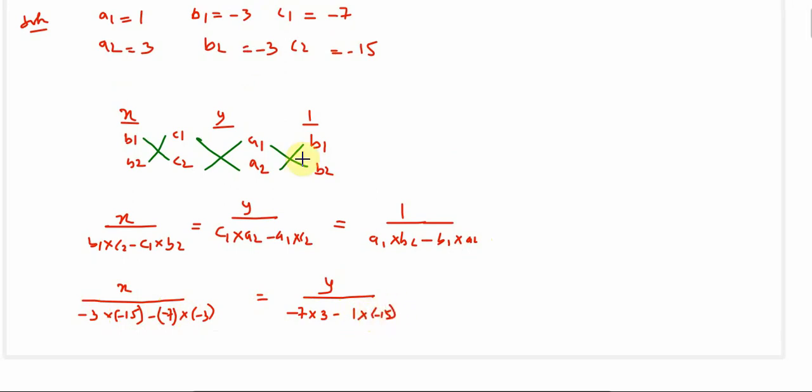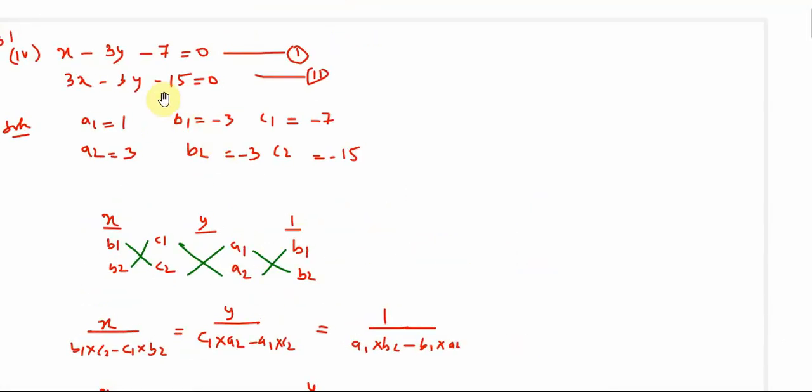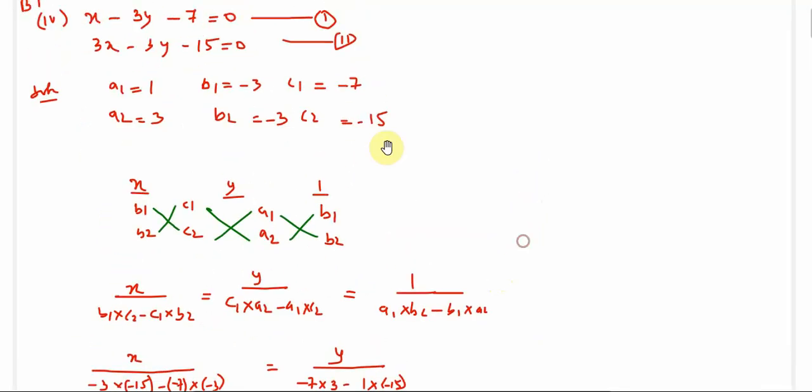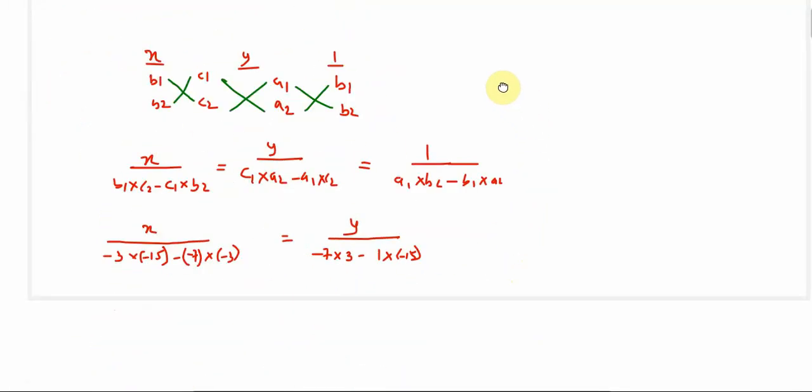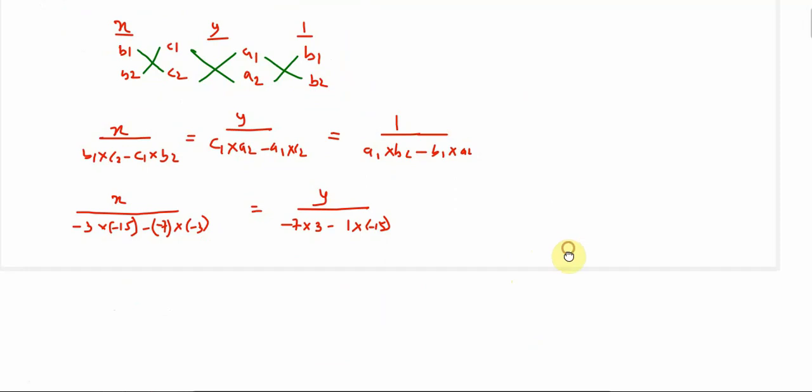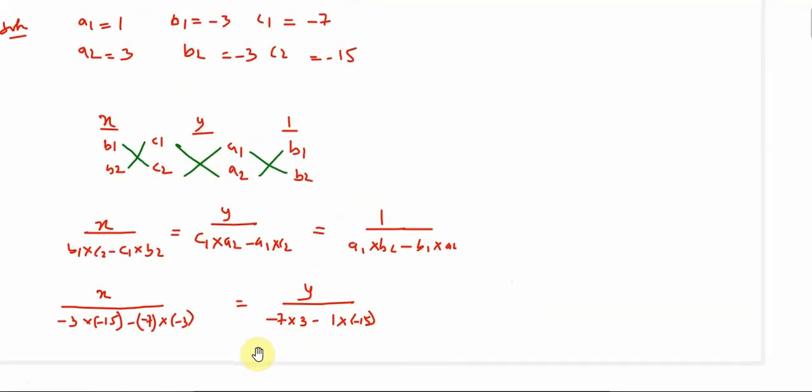Be careful while writing down these values, okay, because even while writing down the values from the question, if you have made any mistakes out here, that is with the sign or with the values, then your answer will be wrong. So please make sure from the starting itself you are doing correctly. So y by minus 7 into 3 minus 1 into minus 15.